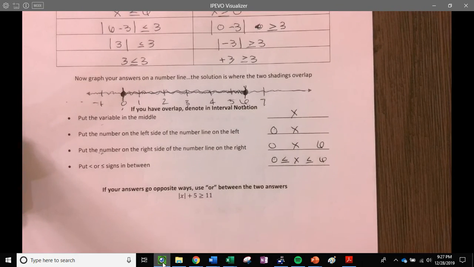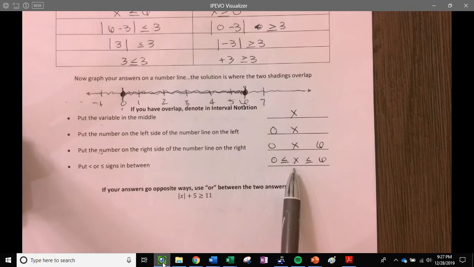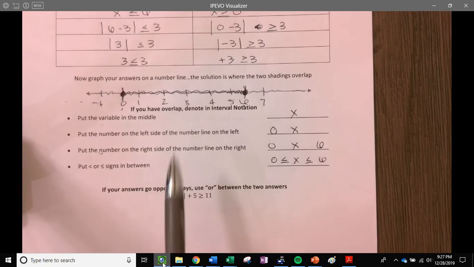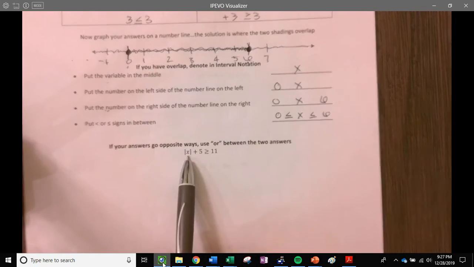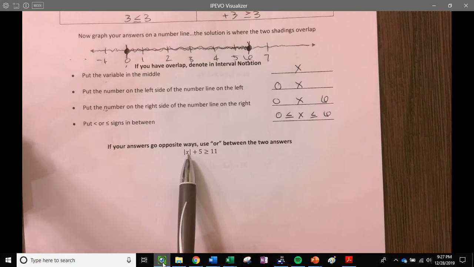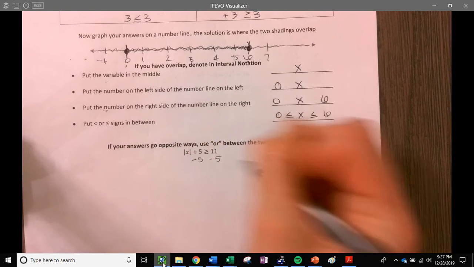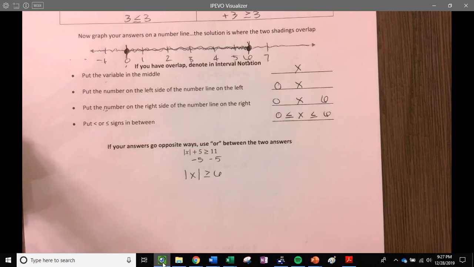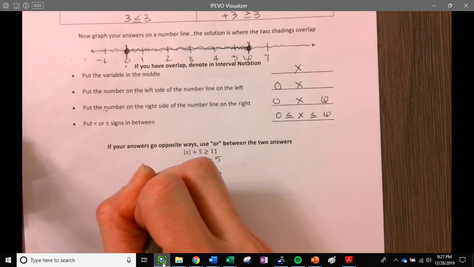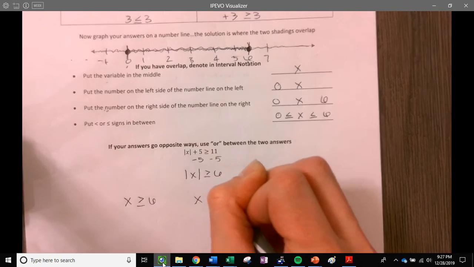absolute value inequality are. So if your answers go in opposite ways, you can't use interval notation. You can only use this when your answers overlap. But when your answers go in opposite ways, you can use or between those two answers. So let's solve this one and see what happens. And this is going to be super easy because we've got just the x inside. So we're going to isolate it by subtracting 5, and we get the absolute value of x is greater than or equal to 6. So that means x is greater than or equal to 6, and x is less than or equal to negative 6.